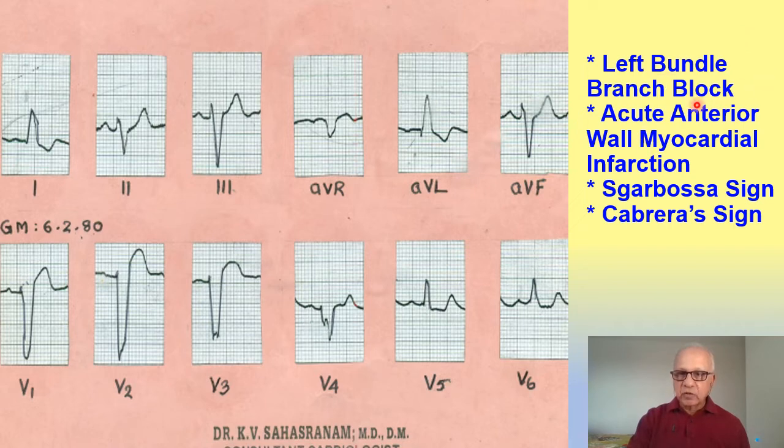So this diagnosis will be LBBB, acute anterior wall MI, Scarbosa sign, which is the ST elevation here of 5 millimeters, discordant ST elevation, and Cabrera sign, which of course is not a classical one here.